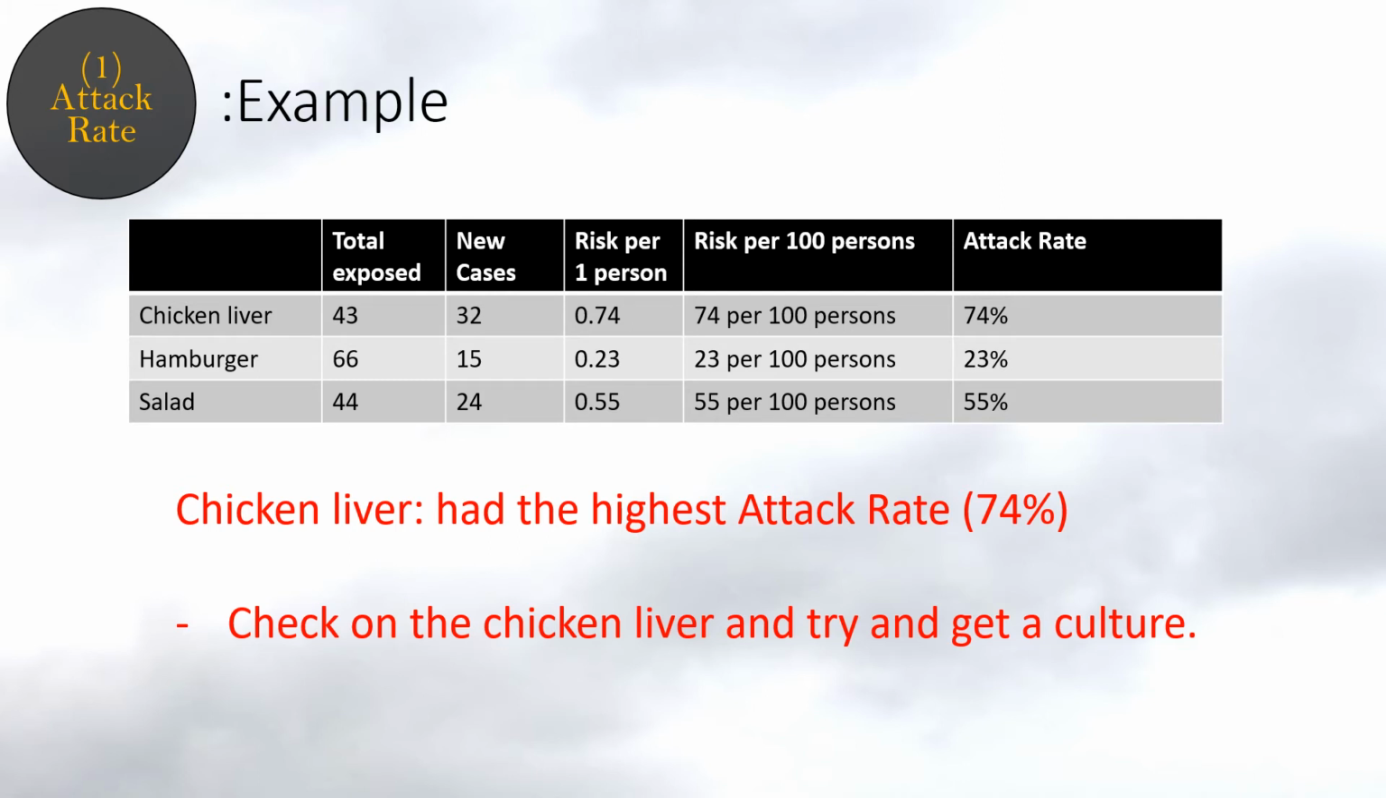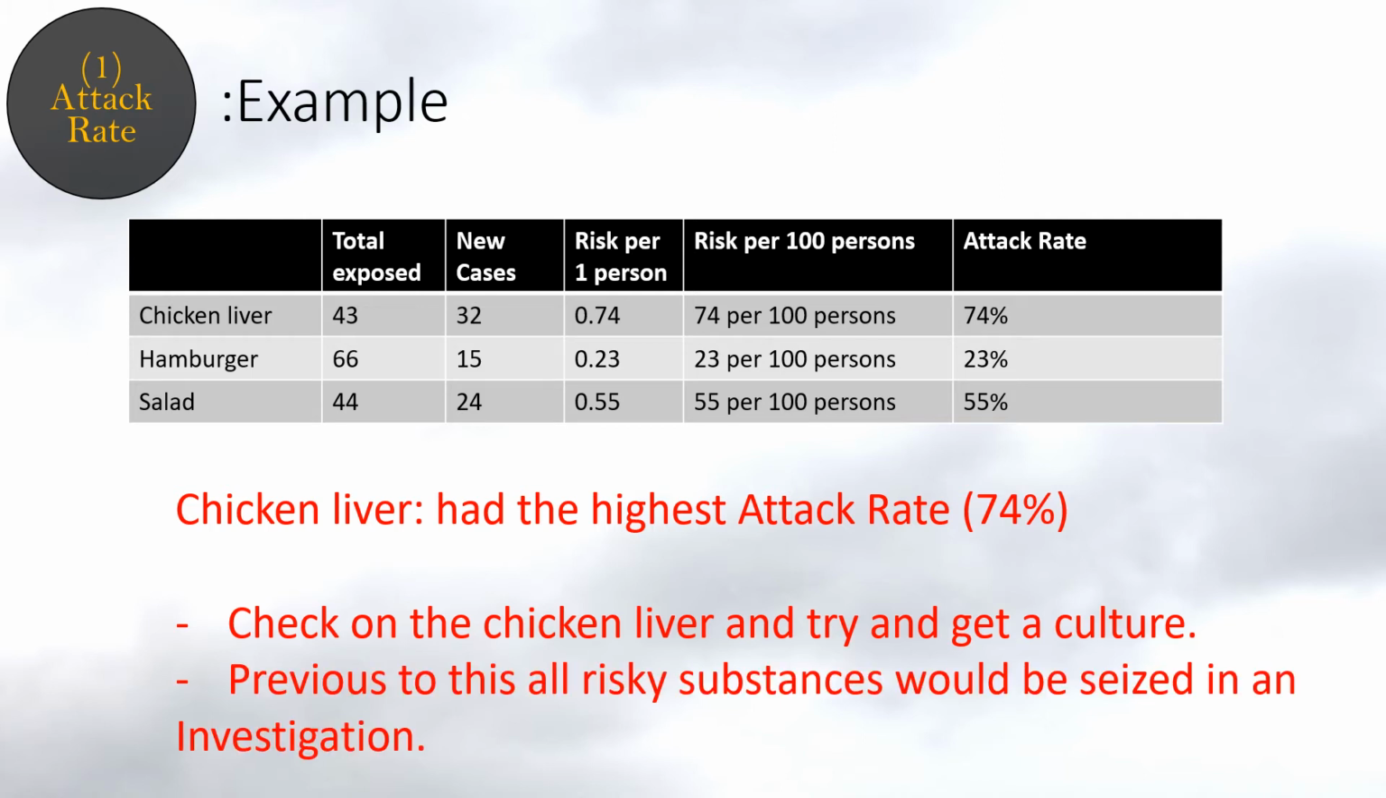So you probably should go and check on the chicken liver and try and get a culture to see if it's got any salmonella or something. Previous to all this, any risky substances are checked immediately, specifically chicken liver pate and stuff like that. Especially if it's made from scratch in a blender, blenders and all the kitchen utensils will be seized on investigation.